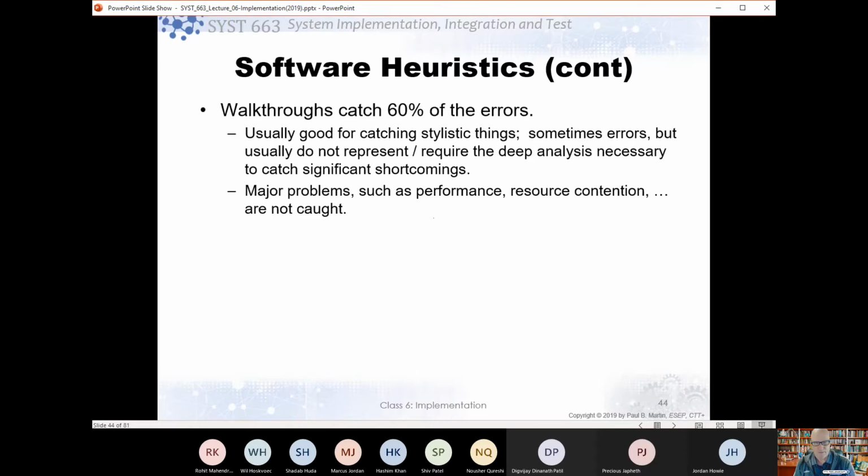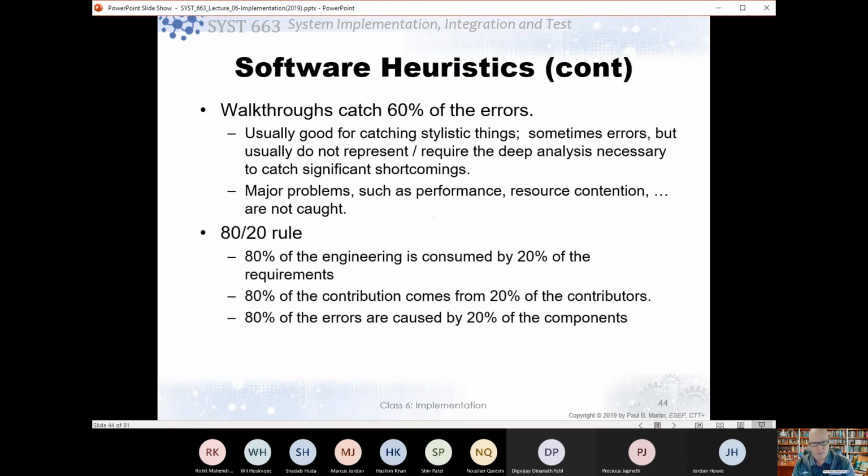source line of code. Walkthroughs will catch a lot of the errors, especially with stylistic issues, performance, and major problems. Well worth going through the walkthrough route if you can.